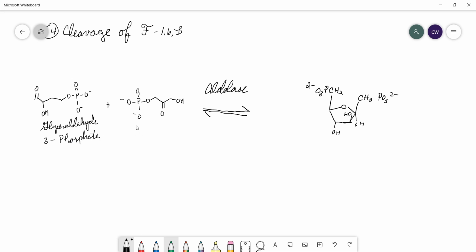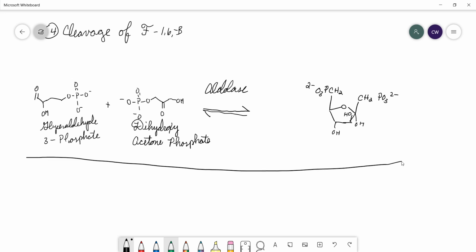This is our dihydroxyacetone phosphate. Okay. So that is the end of stage 1.